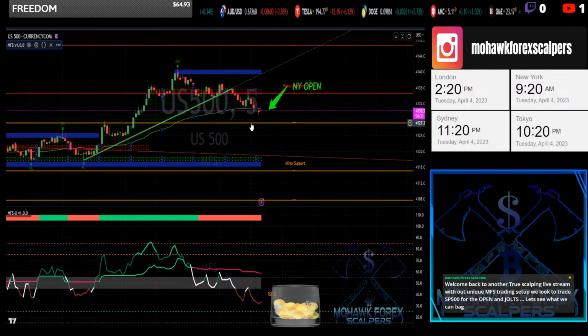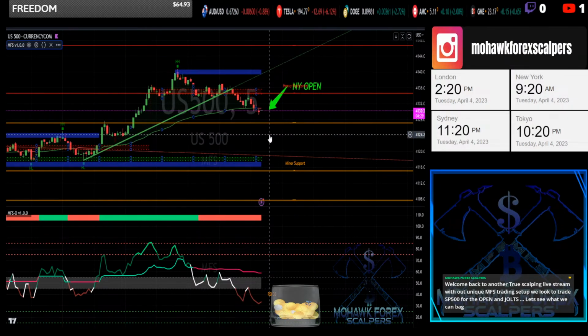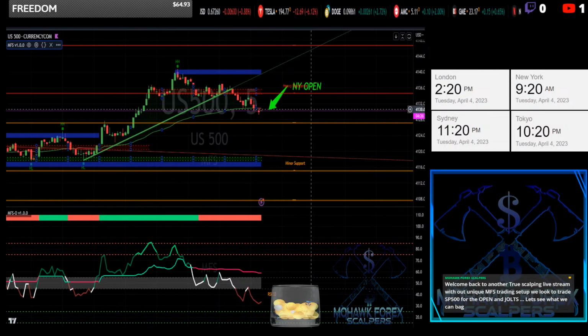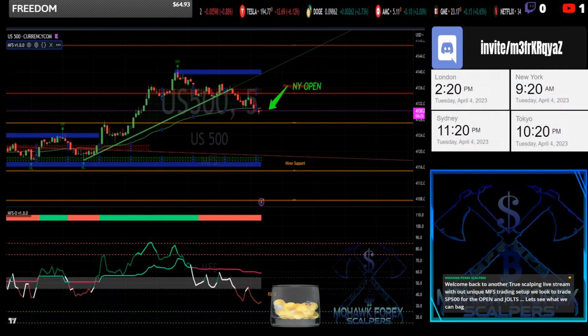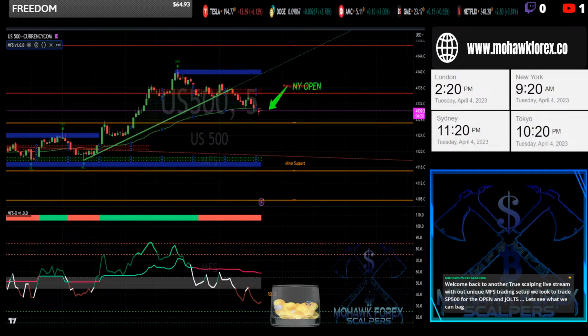So I'm just looking to do a 5 pip. Might even get out sooner. Might do 3 or 4 entries on this. I'm only using 0.80 cents, 80 cents a pip. Here's the pip value.